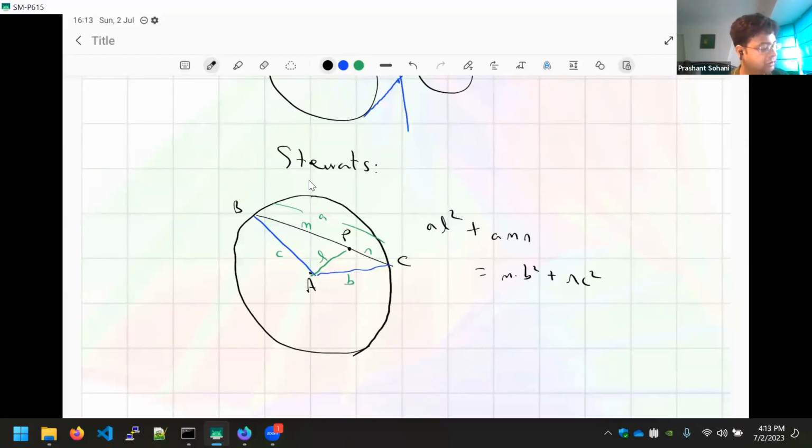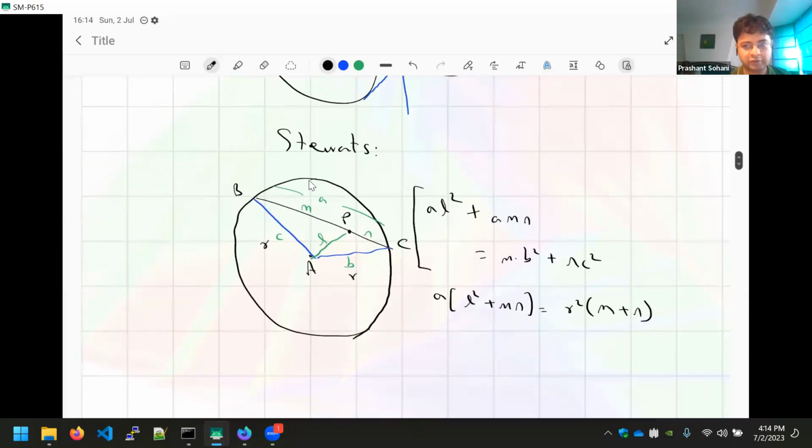Now this is the most general formulation. In that we know that B and C are the radii of the circle we are talking about, so we can replace B and C by small r. And so what we get is A times L square plus MN is equal to r square times M plus N. So my question, everyone, is how can we simplify this? We can replace M plus N by A and cancel it out on both sides. Oh yes, correct.